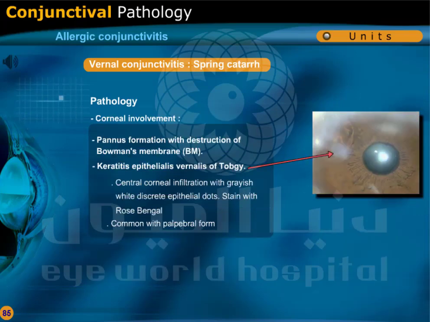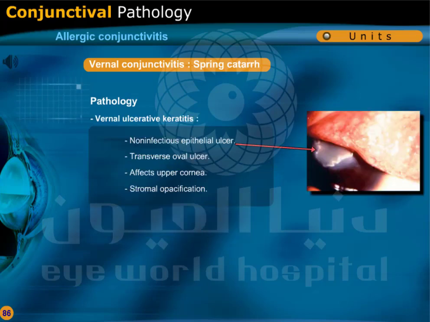Corneal involvement in spring catarrh. Pannus formation with destruction of Bowman's membrane. Keratitis epithelialis vernalis of Tobgy. Central corneal infiltration with grayish-white discrete epithelial dots, stained with rose bengal. It is common with palpebral form. Vernal ulcerative keratitis. Non-infectious epithelial ulcer. Transverse oval ulcer. Affects upper cornea with stromal opacification.